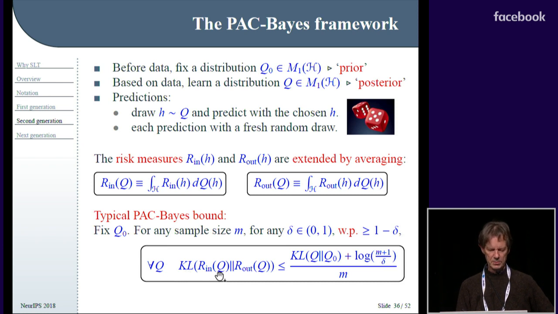between the in-sample error, now here you're saying how can we do a KL divergence? Think of the error as being a distribution on getting it right, getting it wrong. So it's a binomial distribution. And we're thinking of the KL divergence between the binomial distribution associated with the error rate of the in-sample error and the out-of-sample error rate. So this is a KL divergence between those two binomial distributions, and it is less than or equal to the KL divergence between posterior and prior, plus log of (m plus 1) over delta, divided by m. Okay, so that's the form of the bound.